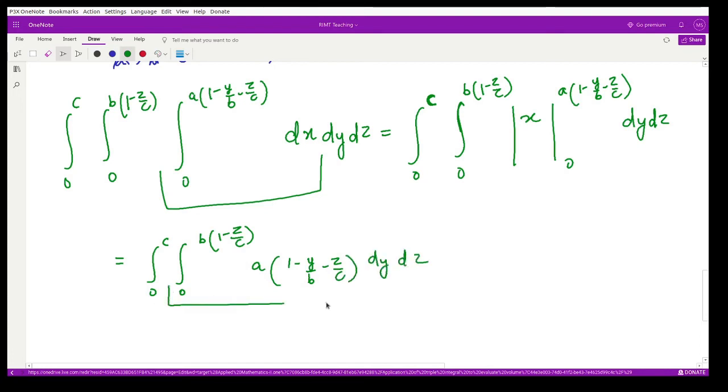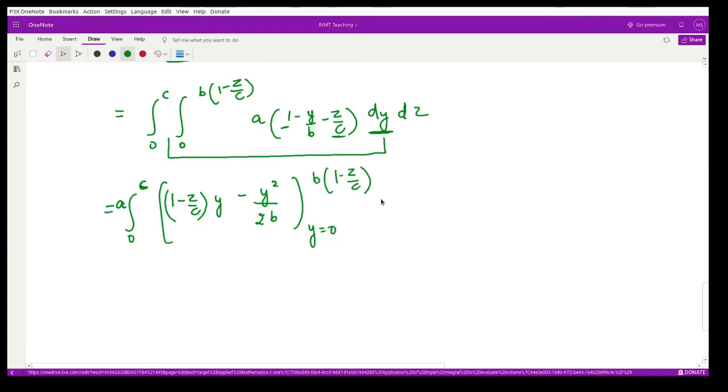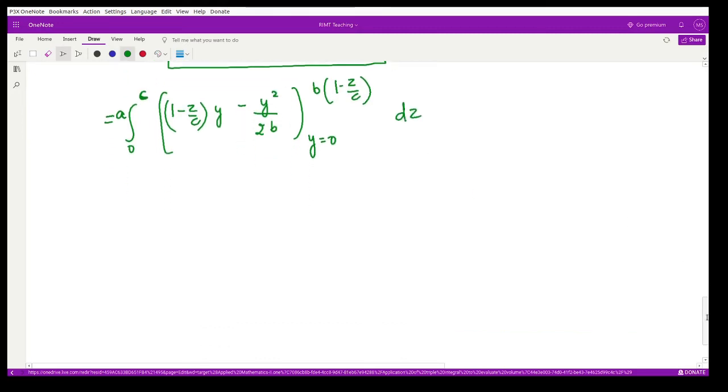The next task is to solve this particular integral. So this thing is equal to integration from 0 to c, and here a is constant, so this could be taken out. Now the integration is performed with respect to y, so that means this and this are constant with respect to y. So we have 1 minus z upon c into y, and then the integration of y upon b is equal to y square by 2b. And here we will substitute the limits of y, that is from 0 to b into 1 minus z upon c, and integration with respect to z is remaining.